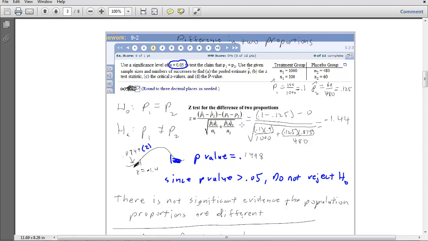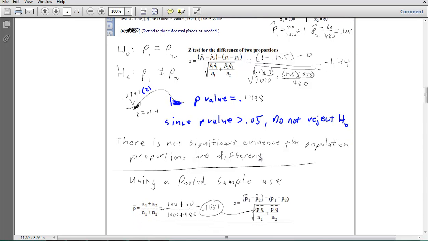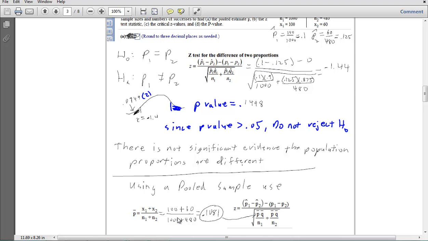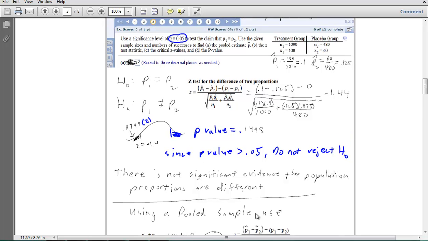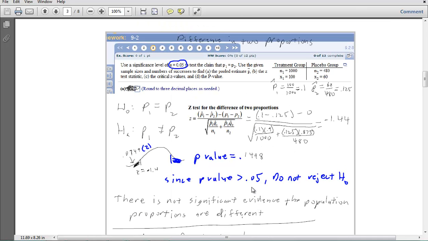So the way we're going to do these is unpooled, which means we're going to separate P1 and P2. If it's pooled, the difference, I've written it up down here, is you add the successes and you add the total trials. So the only difference is very small. Instead of using 0.1 and 0.125, you just use this 0.1080 and put those numbers in here, and the difference is almost nothing. So just to be safe, we're going to use unpooled estimates here. Sorry. So we go ahead and calculate this difference, calculate the standard error, make sure you take the square root after you do everything under the radical, and we get negative 1.44.